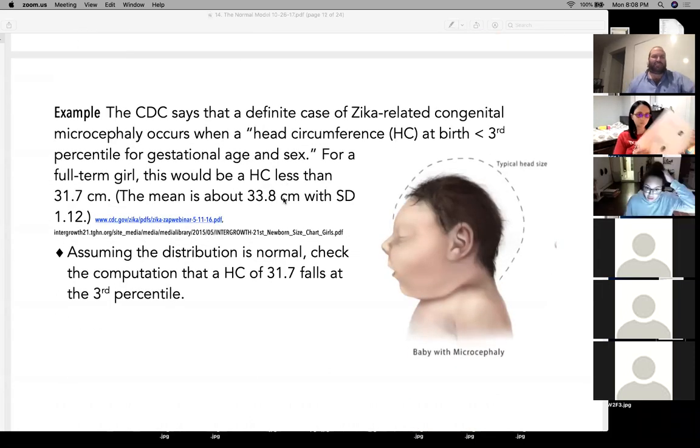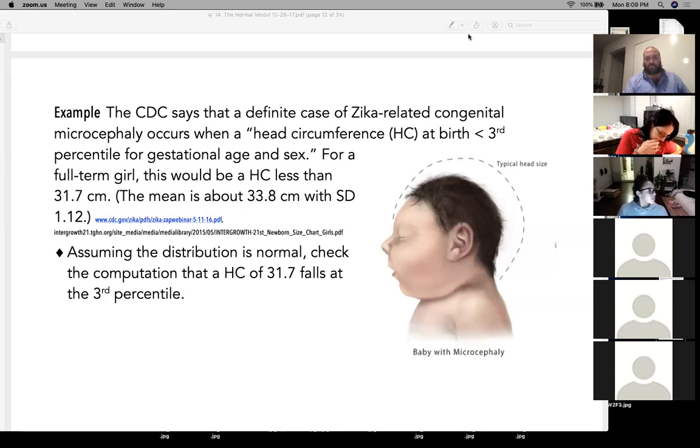So the CDC says that a definite case of Zika-related congenital microcephaly occurs when a head circumference at birth is less than the 3rd percentile for gestational age and sex. Don't understand a word I just said, but for a full-term girl, this would be an HC less than 31.7. The mean's about 33.8 with a standard deviation of 1.12. Assuming the distribution is normal, check the computation that an HC of 31.7 falls at the 3rd percentile.